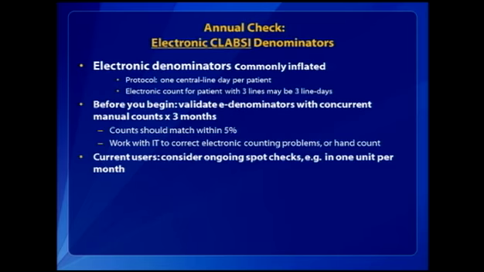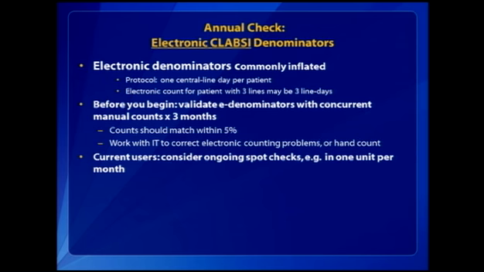The annual check of electronic CLABSI denominators, I think it's important to know that the electronic denominators are commonly inflated unless they are validated. So the protocol says we count 1 central line day per patient. If you have a very sick patient in the unit, they may have multiple lines, and an electronic count for that patient might be 3 central line days, which is not per protocol.